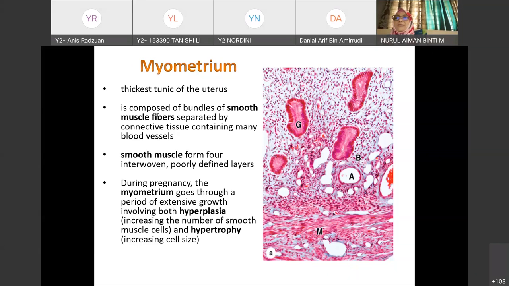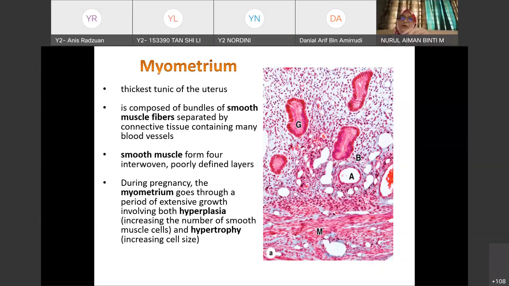It is composed of bundles of smooth muscle separated by connective tissue containing many blood vessels. So the myometrium is very vascular. If you cut through the myometrium, it will bleed profusely. It's not simple. The smooth muscle forms four interwoven, poorly defined layers, which means the myometrium is very thick, but they have four layers that are interwoven.